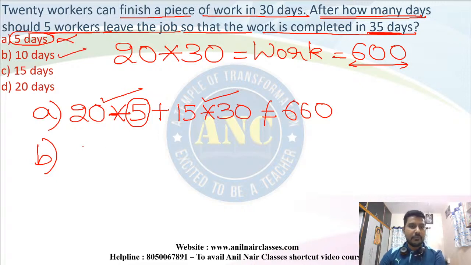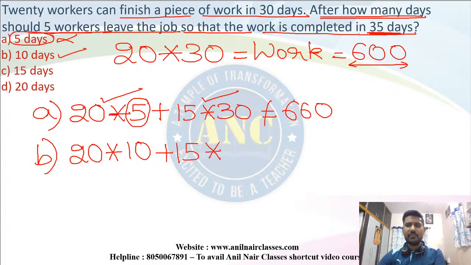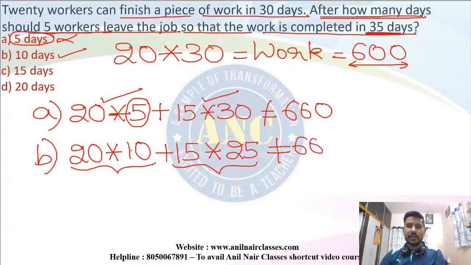if I take 10 days, that means 20 workers will work for the first 10 days. After 10 days, 5 people left. That means 20 people became 15 people and they will work for totally 35 days. So 10 days are over, remaining 25 days. So this is an even number, this is an odd number, so it can never be equal to 600 if you add it, right? It can never be equal to 600. So the first and second options are ruled out.